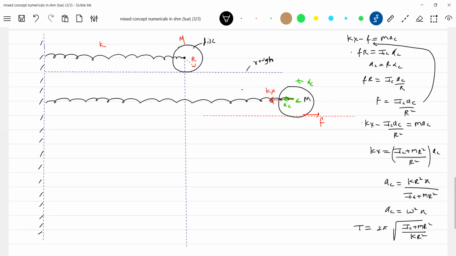The time period depends on what all? It depends on the moment of inertia. If the rigid body is a ring, how much will IC be? Mr square. If the disk, mr square by 2. A solid sphere, 2 by 5 mr square. So ring, disk, solid sphere, hollow sphere. These are the 4 bodies. Ring or hollow cylinder, both are same. Disk or solid cylinder, both are same. Hollow sphere, solid sphere. So 4 objects are there, all having same mass, same radius, but moment of inertia will be different. So the time period will be different.